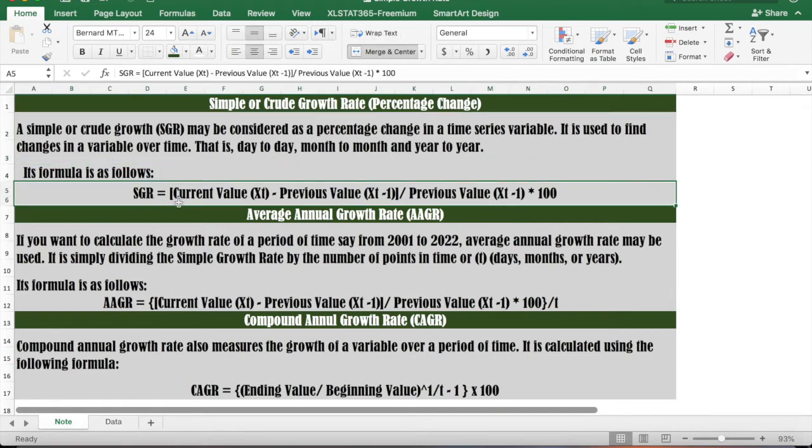The simple growth rate is equal to current value or xt minus previous value or xt minus 1, divided by previous value or xt minus 1, multiplied by 100.